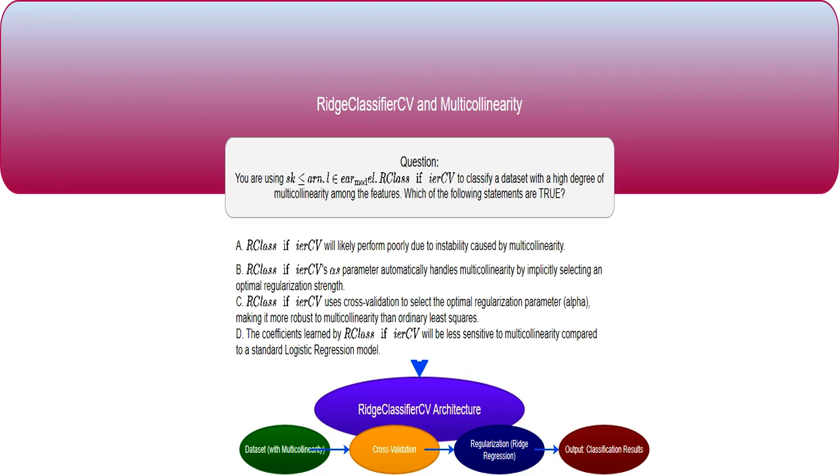This phrase sets the stage. We'll explore how RidgeClassifierCV, a type of classifier using ridge regression, handles datasets with multicollinearity, high correlation between features. I'll explain what that means and why it's important.